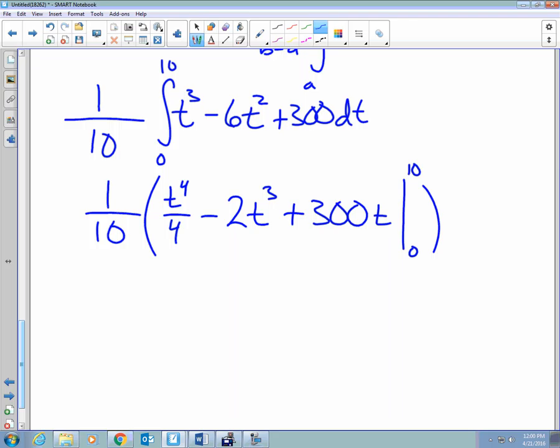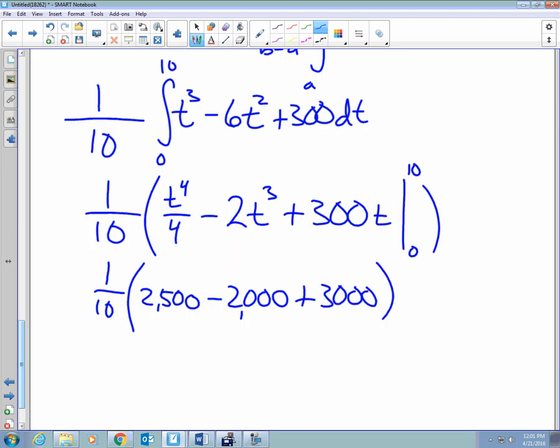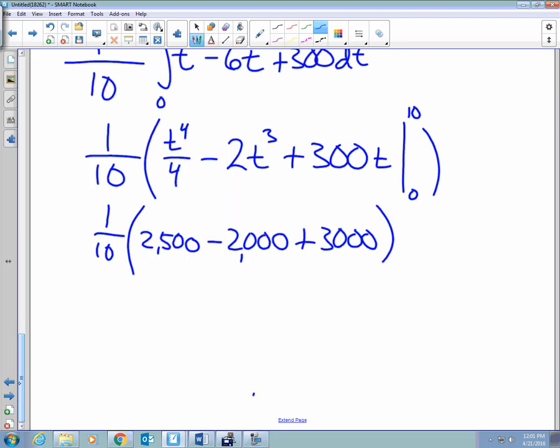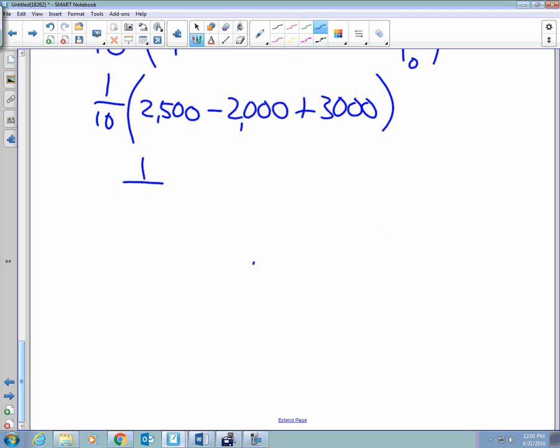Plug it in. What's 10 to the fourth? 10,000. 10,000 divided by 4, 2,500. Remember, you don't get to use a calculator, so this is what you got to figure out. 10 to the third times 2 plus 3,000. 1 over 10 times 2,500 minus 2,000 is 500. Plus 3,000 is 3,500 times a tenth.